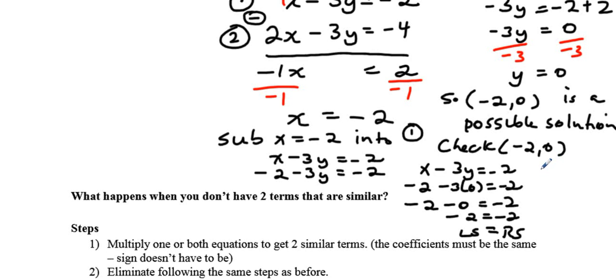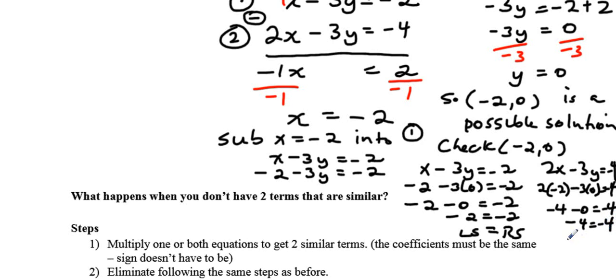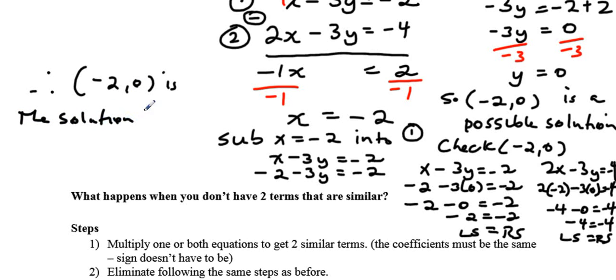Let's try the other one. So that's 2x minus 3y equals negative 4. So 2 times negative 2 minus 3 times 0 equals negative 4. Does that equal negative 4? Negative 4 minus 0 equals negative 4. Negative 4 equals negative 4. I'm pretty sure then that we've got the right point of intersection. So therefore, negative 2, 0 is the solution to the linear system.